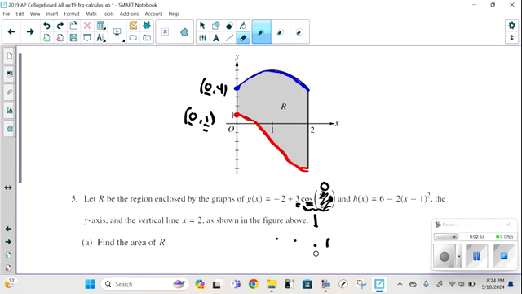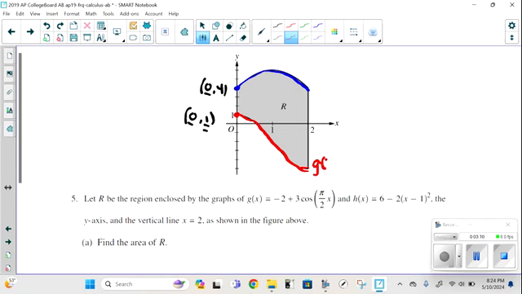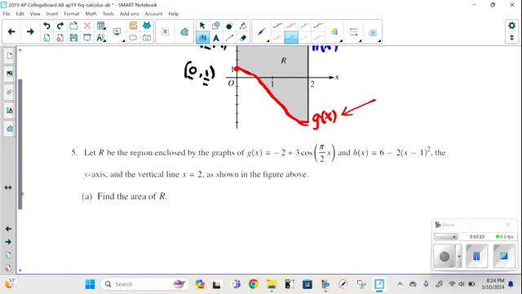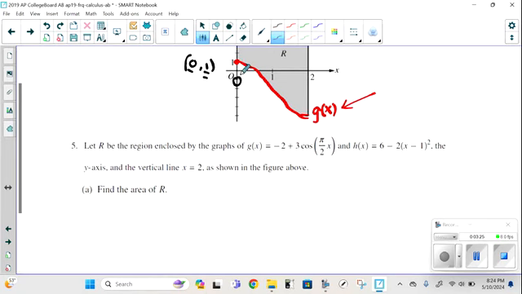We've established that. I should use the bigger eraser. Don't know why I didn't, but here you go. Go back here. This is your g of x, which means this is going to be your h of x. All right. So when I integrate these, it's the top curve minus the bottom curve. And we're doing it from 0 to 2. They tell me the line x equals 2. So I'm going to integrate from 0 to 2.